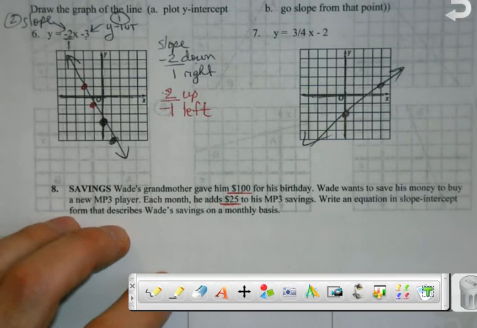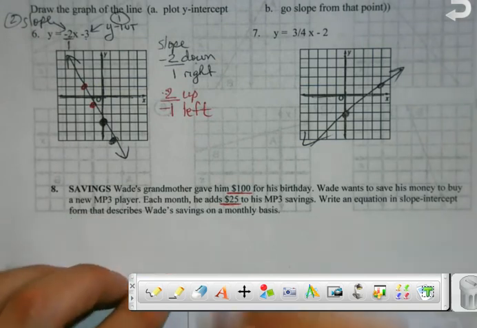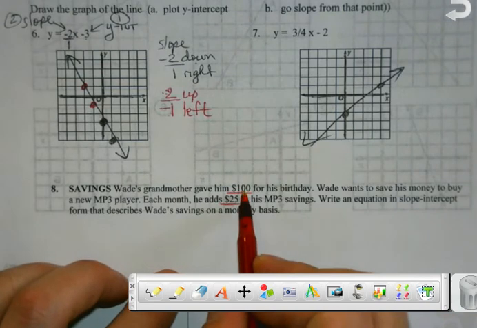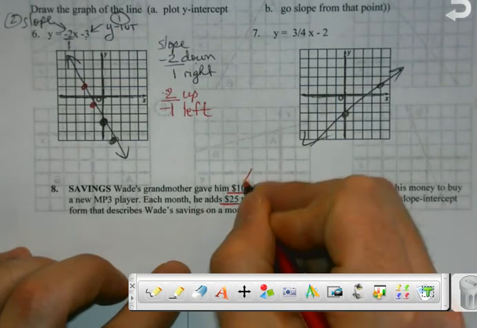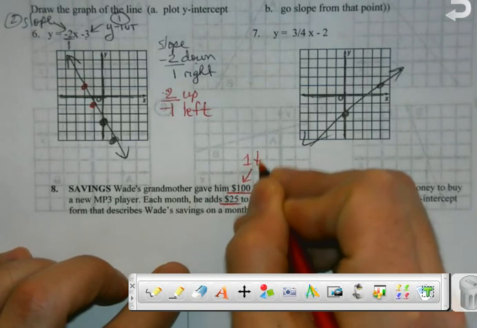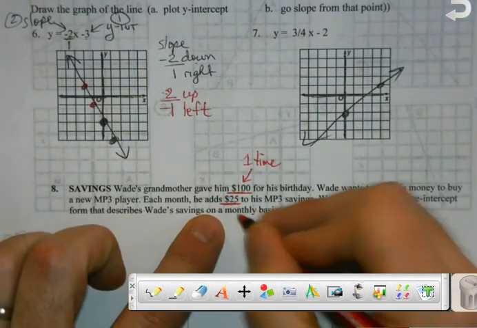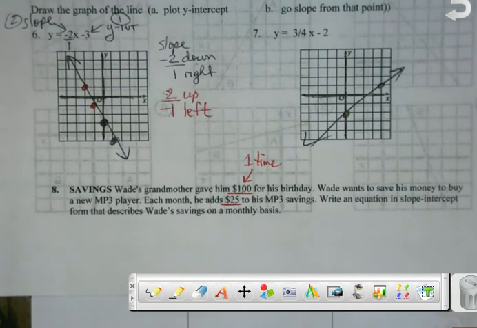Nice, okay? And again, Marcus, nicely done. Okay, here's how this works. The $100, is he going to get that one time or is he going to get it monthly? He gets this money one time. But this he gets every month, right?